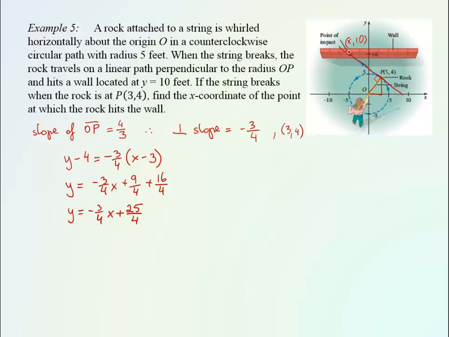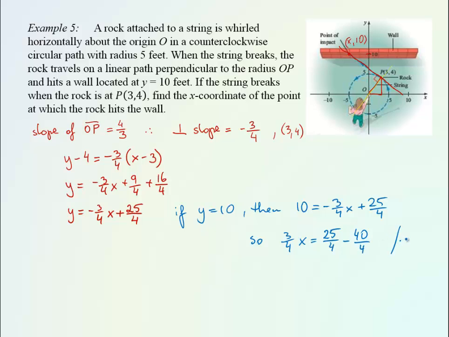And now we need to figure out for what kind of x the value of this line is equal to 10. So if y equals 10, then find x from the equation -3/4 x plus 25/4. So 3/4 x equals 25/4 minus 10, which is 40/4.